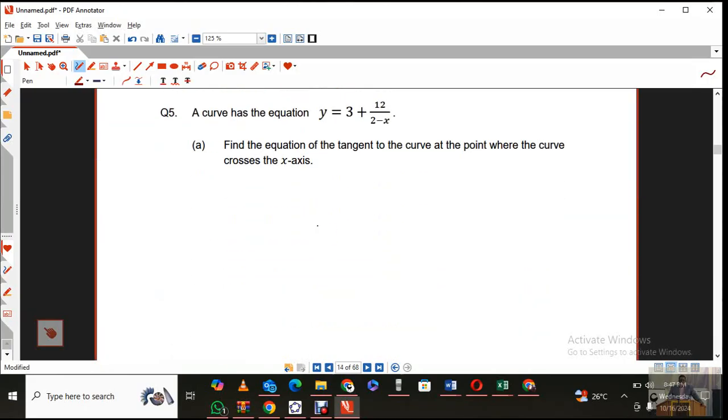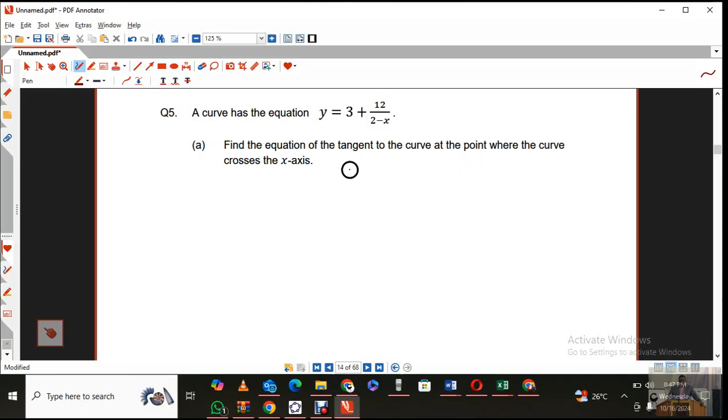Okay, question 5. Now, question 5 is also giving you a curve, so I'm not necessarily going to sketch this one. So you have the objective. It says a curve has the equation y equals 3 plus 12 upon 2 minus x. Find the equation of the tangent to the curve at the point where the curve crosses the x-axis.